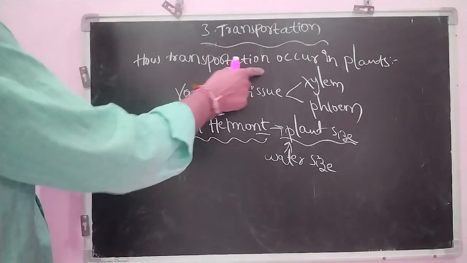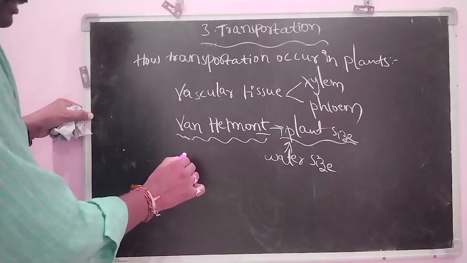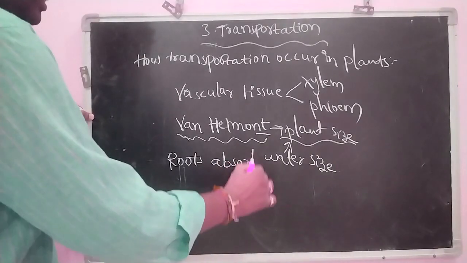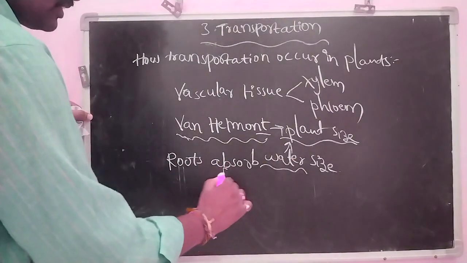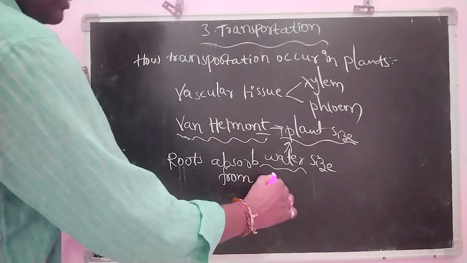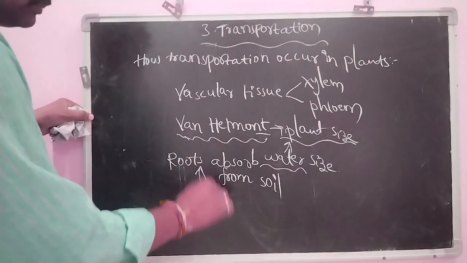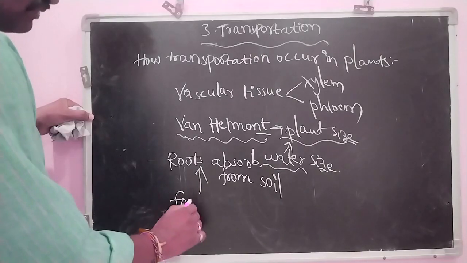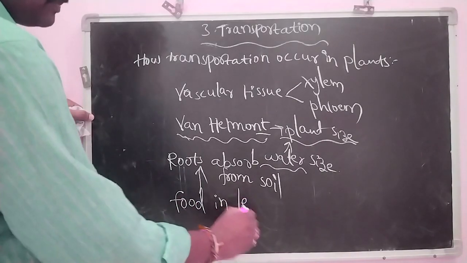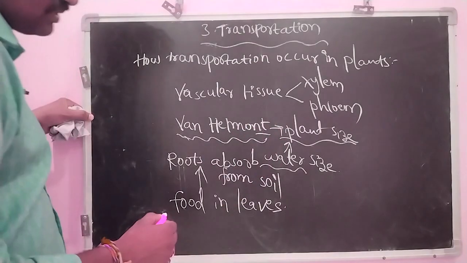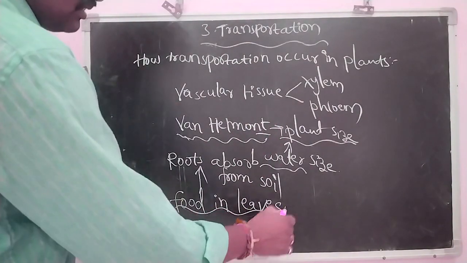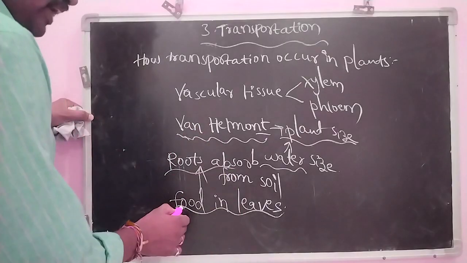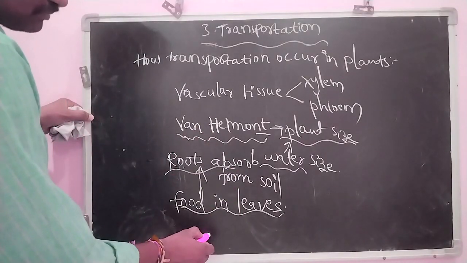In plants, roots absorb water from the soil, which means the water has to move from bottom to top. At the same time, food which is prepared in the leaves has to be transported from top to bottom. Water moves from bottom to top and food moves from top to bottom.